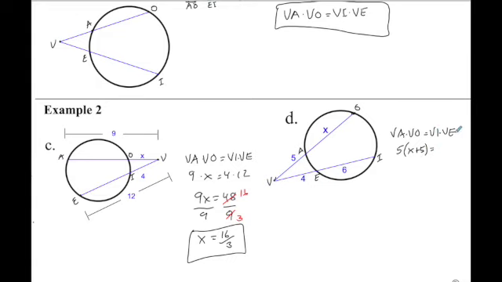Now I'm going to plug in the VI and the VE. So VI is all the way across again, so that is 6 plus 4. And that is 10. VE is 4. So here we have it, and now I have to solve this. In this case, I must distribute first. So I have 5x plus 25 equals 10 times 4 is 40. Continuing.